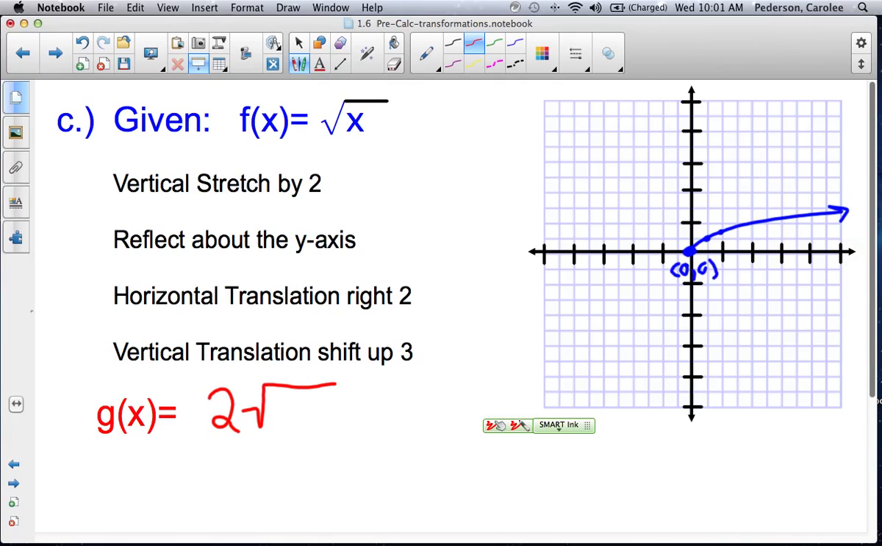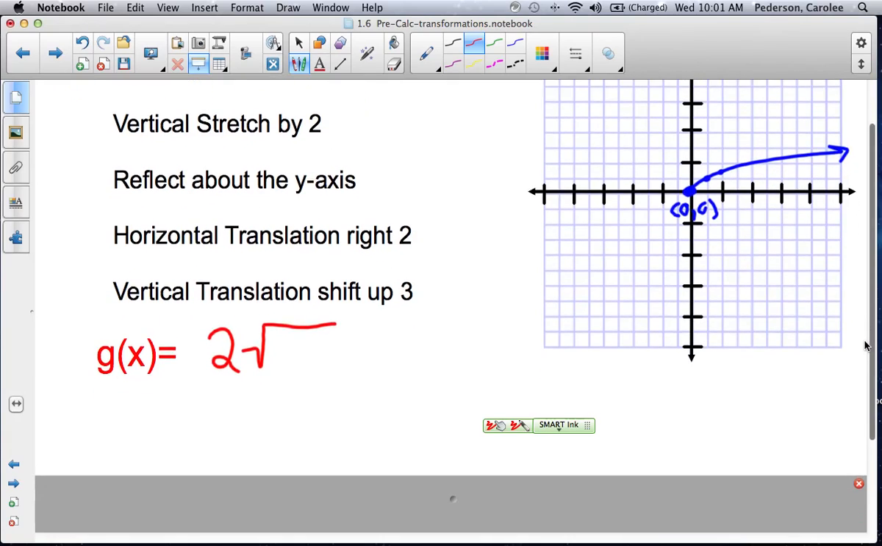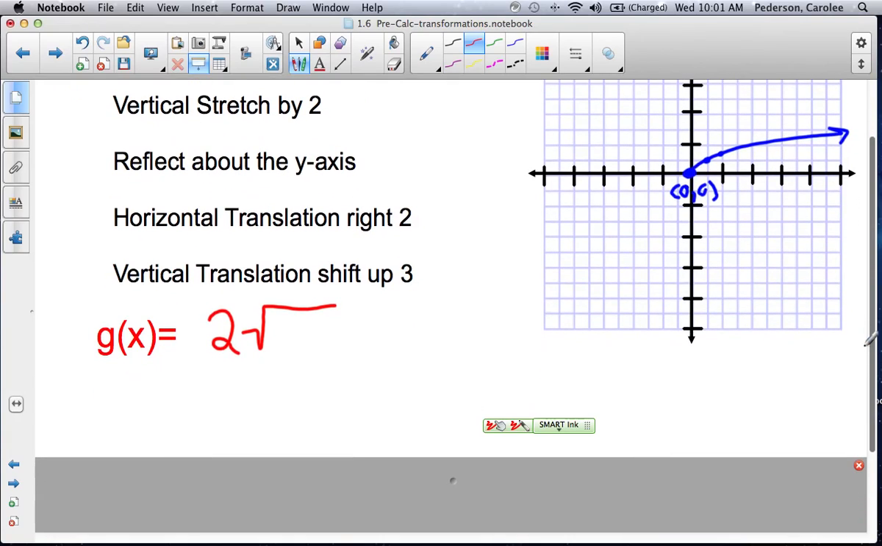Now reflecting about the y-axis. Where does that happen? Inside. Then it says horizontal translation to the right too. Where does horizontal happen? Inside, and we have to think opposite. So if it's moving to the right, instead of being a plus 2, minus 2.